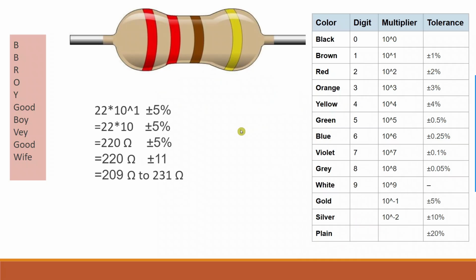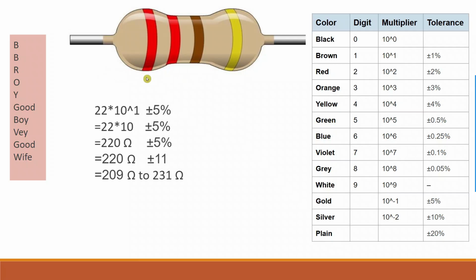Here I am considering one more resistor. It is a 4-band resistor. 1, 2, 3, 4-band resistor. Now we'll calculate the value of this resistor. First, which side has more gap? From here to here same distance, from here to here same distance, but from here to here it's more distance. That means this is right, this is left. So we have to start from left to right.